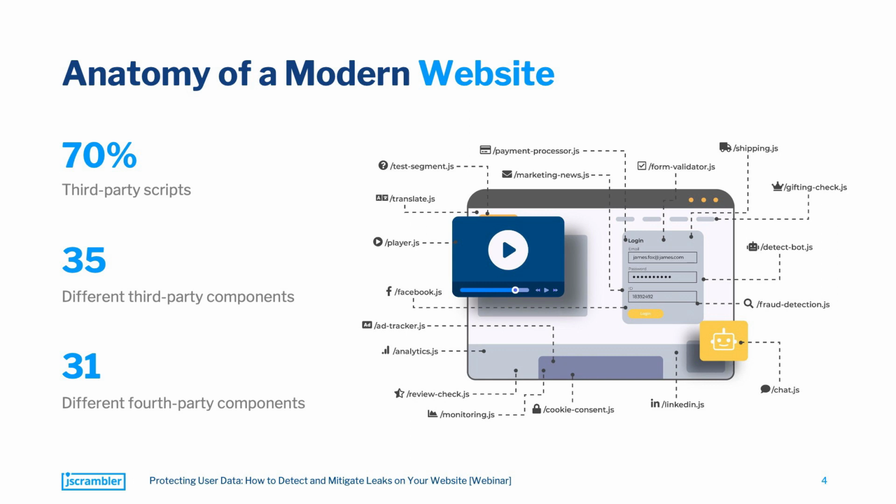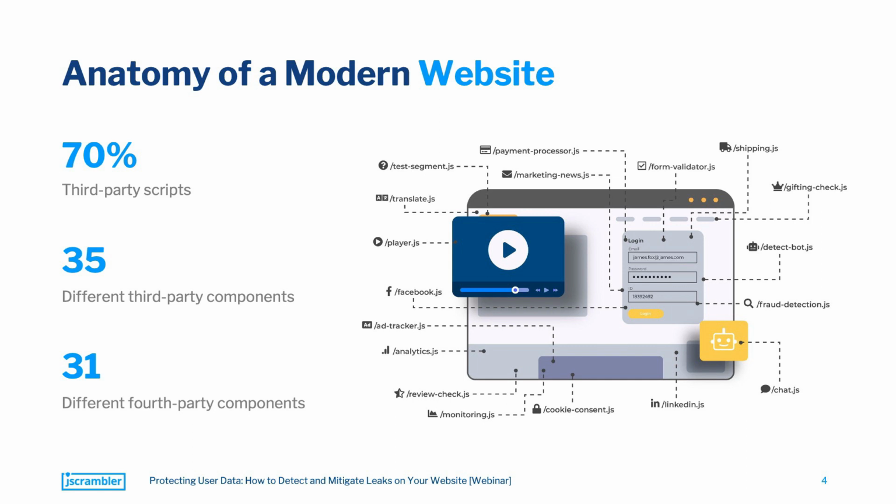When we look at some of the most recent stats, you see that around 70% of all of the scripts running on an average website come from third parties. In other words, only 30% of a website's code is actually written and maintained internally by the company. Now, even that number, 30%, is subject to some scrutiny, as we're going to see in a moment. But let's concentrate on this 70%.